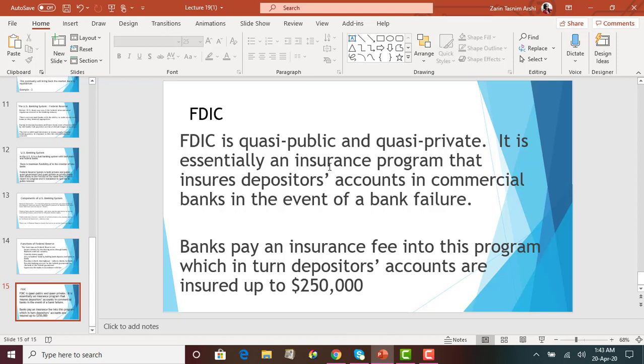for each individual up to a limit of 250,000. So if your checking account has 300,000 and the bank collapses, the FDIC will only pay up to 250,000. So for each account they will only cover up to 250,000. You have probably seen banks saying, FDIC insured bank. So that's what it means. Probably now you understand what that means. It's an insurance program that protects the deposits of the checking accounts for consumers in banks.